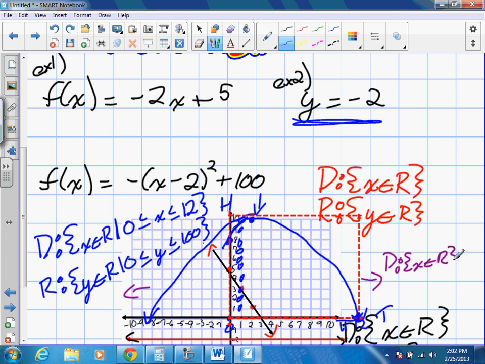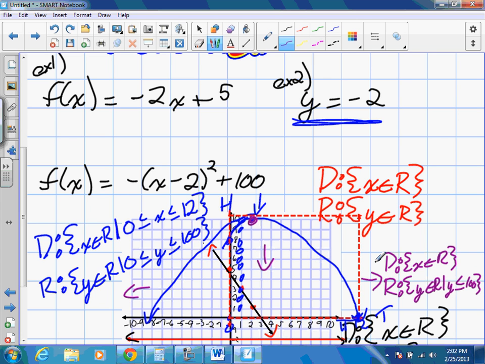And the range for this one, there's only one restriction. What's the highest value? 100. And then it goes what? It goes down from there. That means it'll never go above 100. So our range would have one restriction to it. y ∈ ℝ, such that y is less than or equal to 100. That would be if I didn't attach that word problem to this.